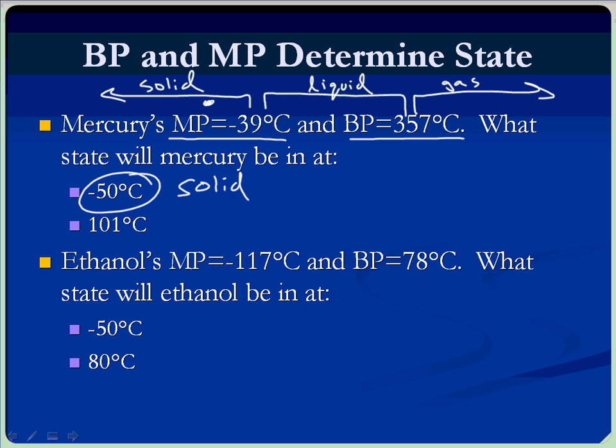At 101, mercury is not a gas. Mercury is actually a liquid there. Water would be a gas there, but mercury is a liquid because its boiling point is 357 degrees C. So at any temperature lower than 357, mercury will be a liquid.